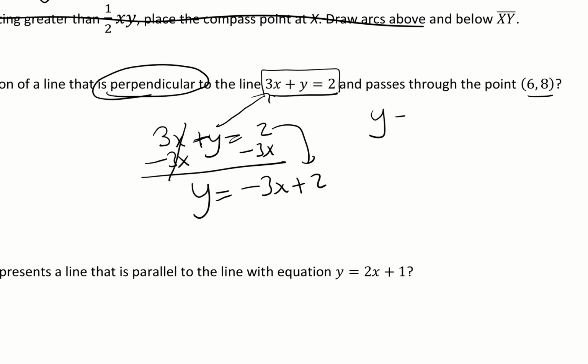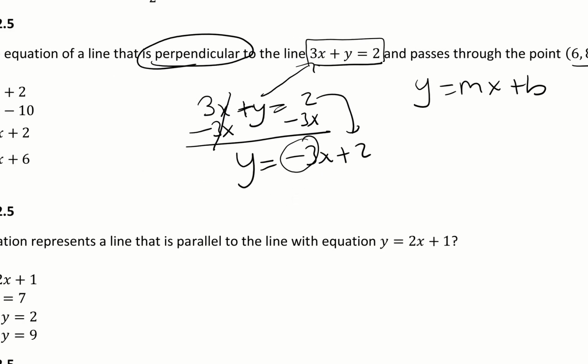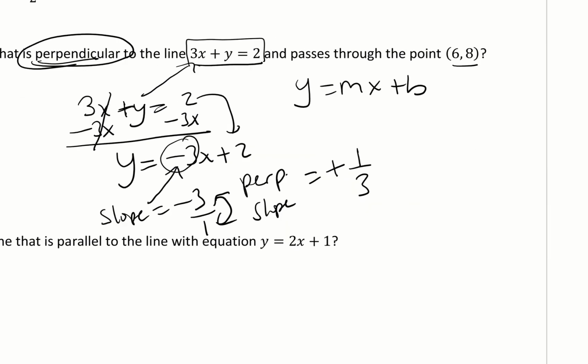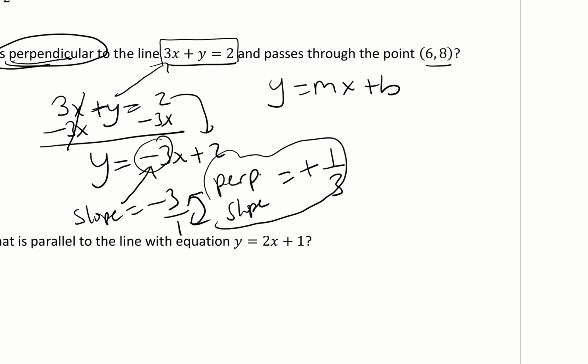Remember, slope-intercept form is y equals mx plus b. So m is your slope. This is my slope. B is your y-intercept. 2 is your y-intercept. So what we need for perpendicularity is for the slope to be the opposite reciprocal of this line. So this is the slope of the line. To convert that to a perpendicular slope, we have to flip the original slope and then change the sign. So this is negative, it's going to be positive. This is 3 over 1, it's going to be 1 over 3. And that new slope is going to go here.